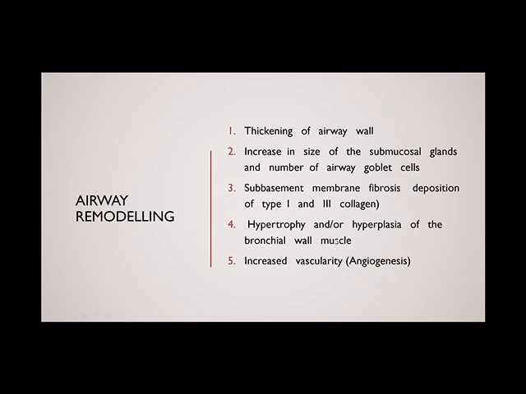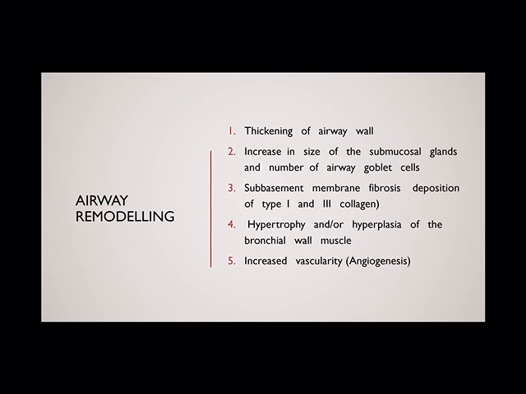Then when you come to your muscle layer and even the cartilage in your trachea and the early bronchi, what happens? You will have hypertrophy as well as hyperplasia of the bronchial wall muscle. So in each histological layer of your airway wall, you are having hypertrophy. So overall, thickening of the airway wall occurs.